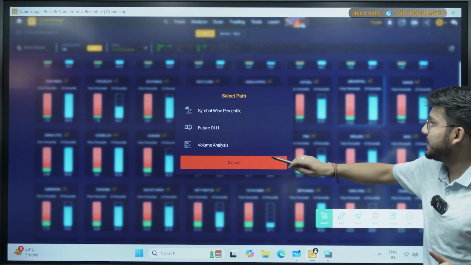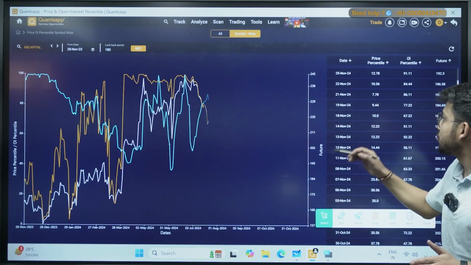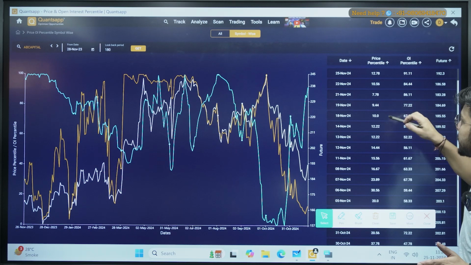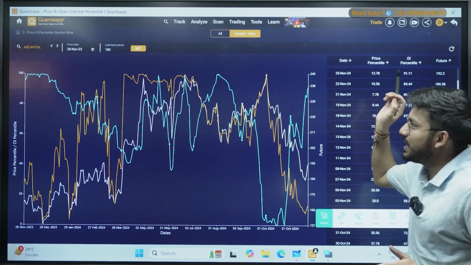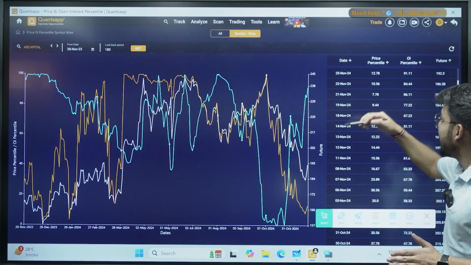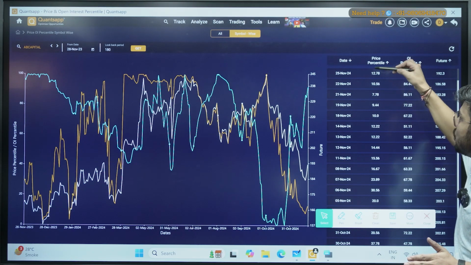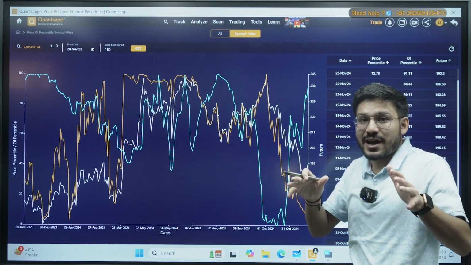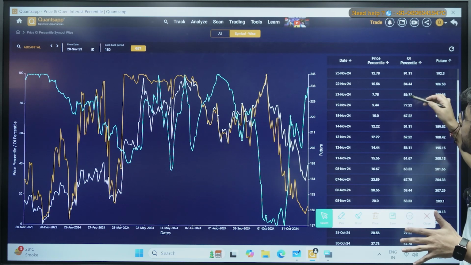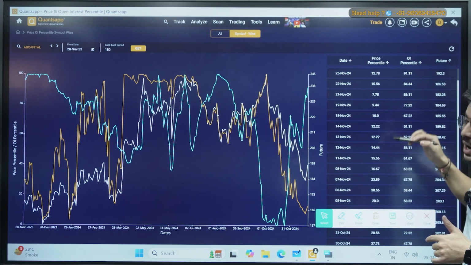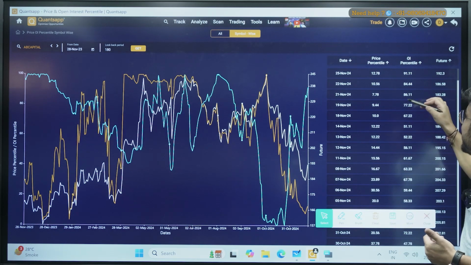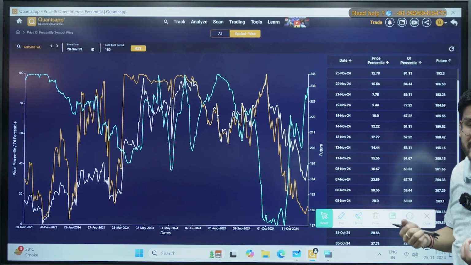Now I will check it in the symbol wise percentile. In this symbol wise percentile, I can see that from the 19th of November in this particular stock, that is AB Capital, the price percentile is gradually increasing. You can see from 7 to 10, then 10 to 12. So my conditions have been fulfilled here. Again, we can see the OI percentile is also increasing with it, from 86 to 91 on 25th November.